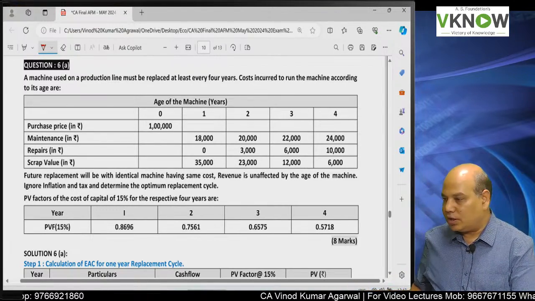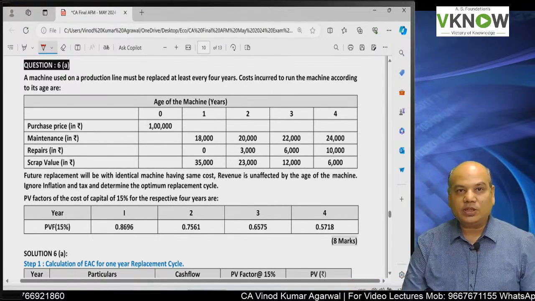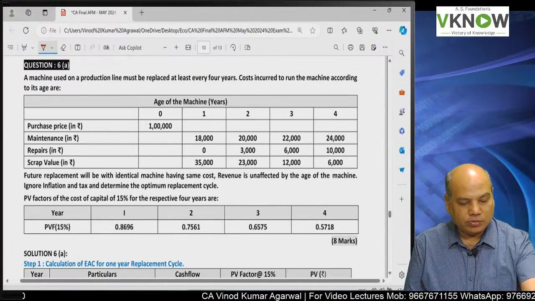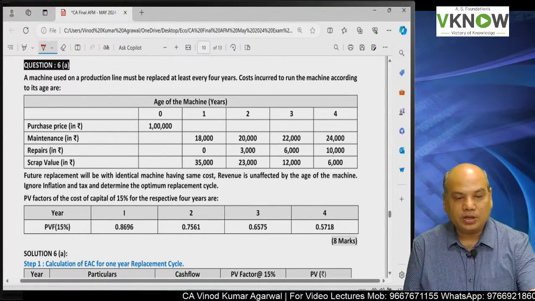This question is in Advanced Capital Budgeting chapter. Okay, and this question is based on optimum replacement timing.